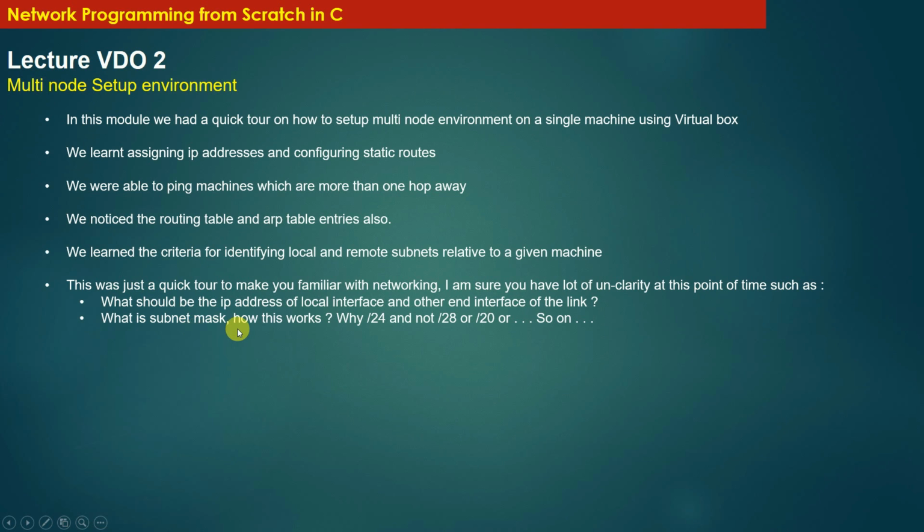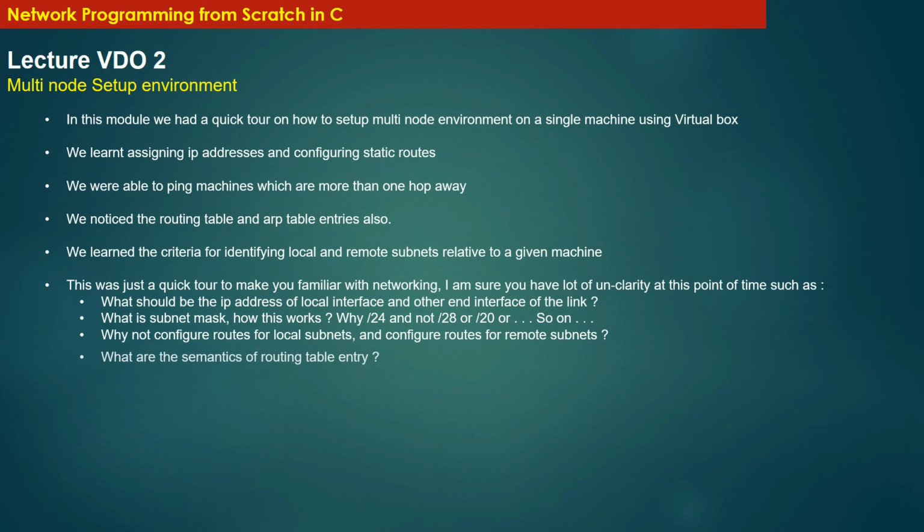And what is Subnet Mask? How does this work? And why have we always been using the Subnet Mask value /24, why are we not using /28 or /20 and so on, right? So we are going to study in detail the functionality of Subnet Mask. And why do we configure routes for remote subnets and not for local subnets, right? All these questions we will elaborate when we learn L2 routing and L3 routing in their separate modules.